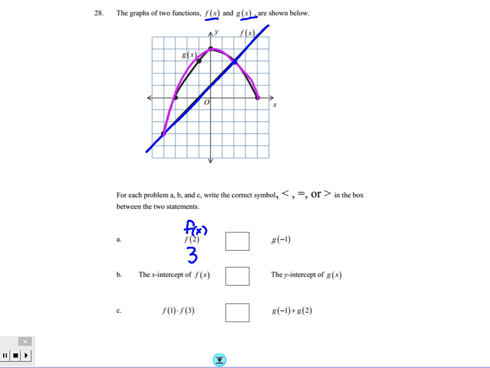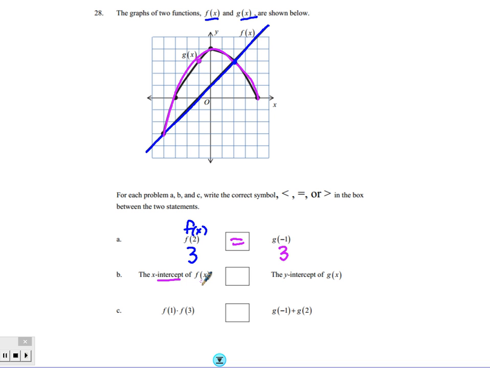If I was on my g function, I'm going to say, okay, g of negative 1, I go up to g, and it's at 3. Hey, looks like these two are equal. All right? If you haven't tried this yet, maybe you want to pause it and try it, and then hit play and check your answers.